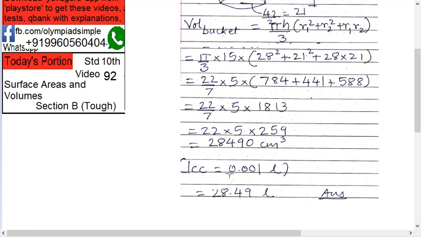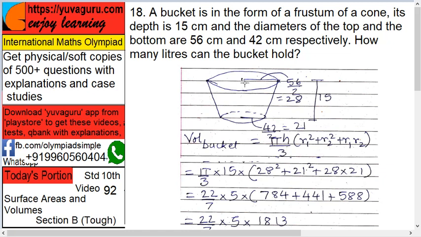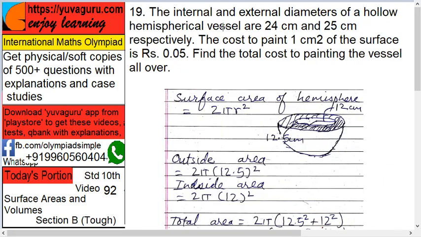So what is the ratio? 1 cc equals 0.001 liters. So this will be what? 28490 cm cube means 28.49 liters. This much water will be held by this frustum.